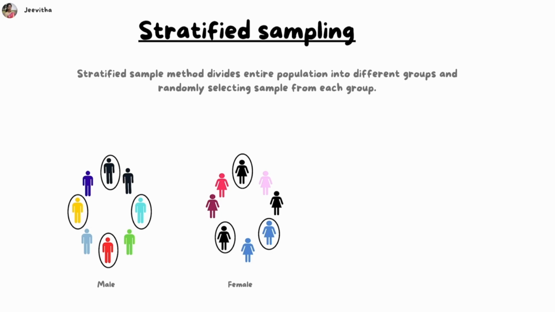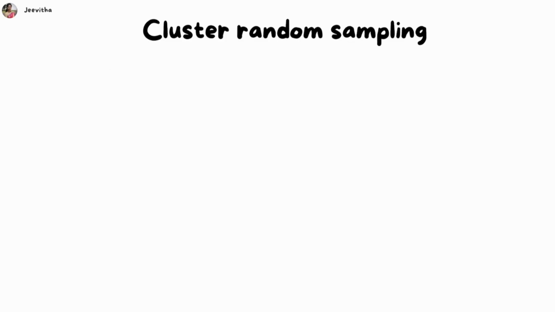Similarly, you can divide by age, like age less than 10, age greater than 20, age less than 30, something like that, so that we get feedback from each age group, customize things, and give better service to the people. That is stratified. The next one is cluster random sampling.